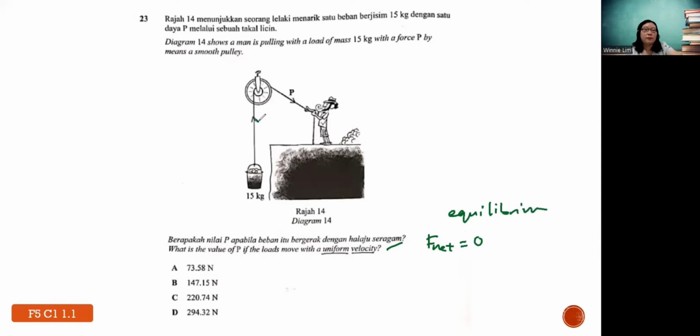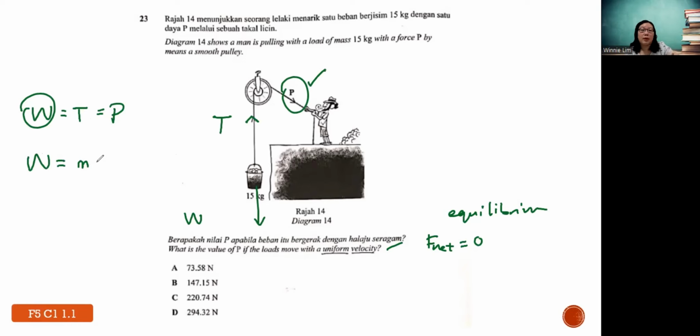Okay, so the force that pulls the object up is called tension. You also will have the weight. So what should be the relationship between the weight and the tension? The weight should be equal to the tension. And since they are using the same string on the smooth pulley, the relationship between T and P also must be equal. So for you to get P, you find the weight, then you can get the answer. Weight is equal to mg, so mass is 15, g is the standard 9.81. When you press the calculator, you are supposed to get 147.15. So your answer is B.